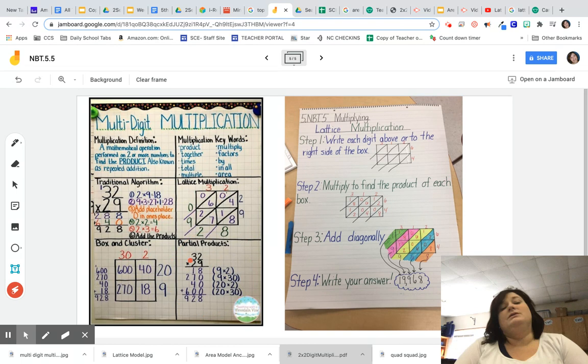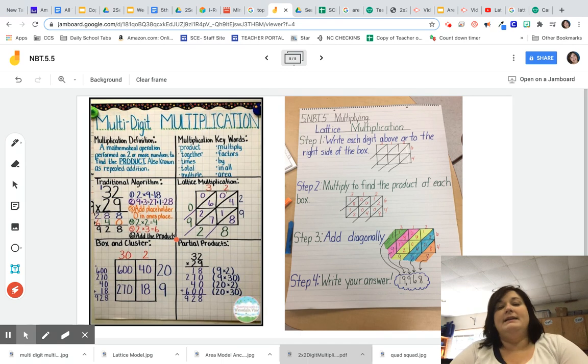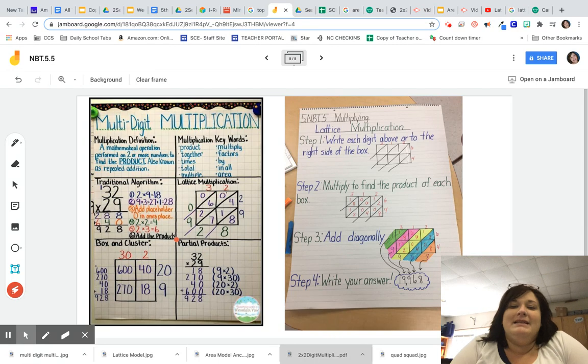Okay. So we are going to touch on lattice model today, which is this model right here. And it looks very similar to the area model, but it is a little different. So if you look at the right hand side of your screen, it shows you the anchor chart of a problem. It's 312 times 64, and it goes over the steps that you use to come up with your product of the two multi-digit numbers.